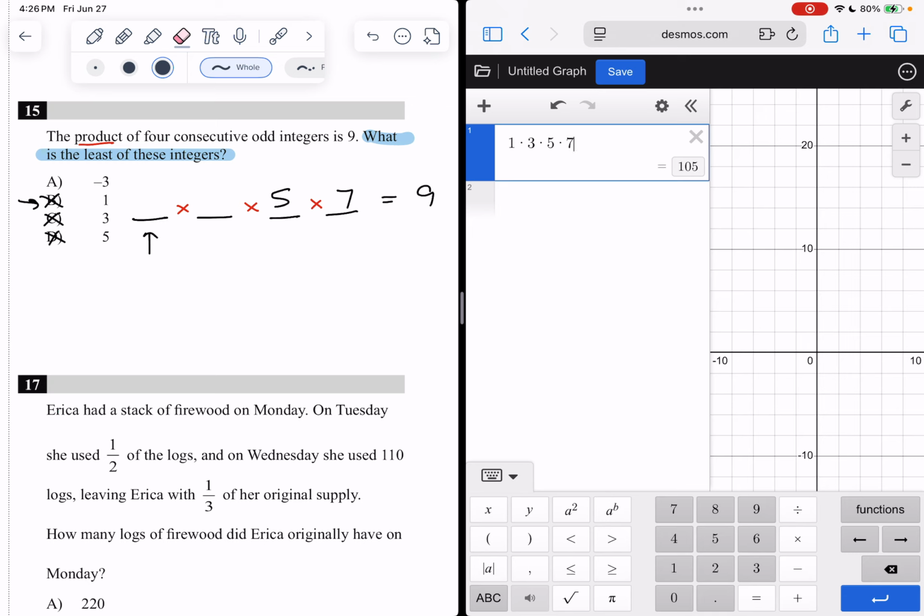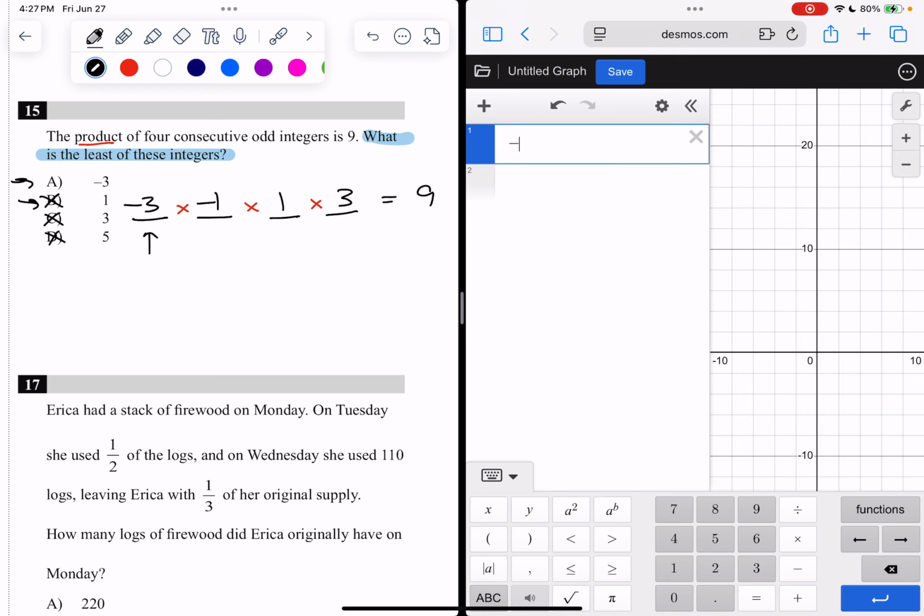So let's try that with our next answer choice. Let's put in -3, -3, then -2, that's even. The next one is -1, then 0, then 1, then 2, then 3. Let's see what happens when I multiply these guys together. -3 times -1 times 1 times 3. I do get 9, so that's my answer.